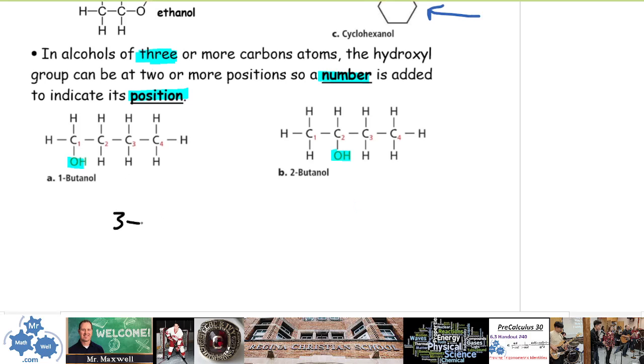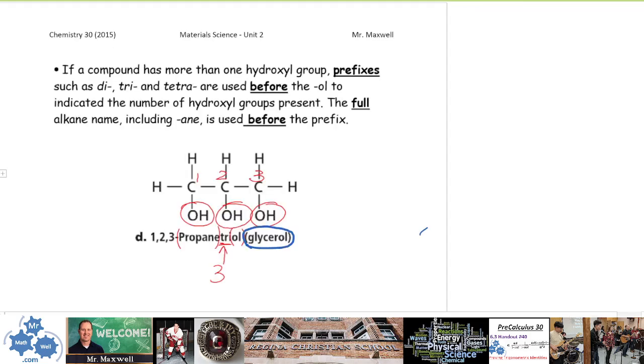So there is no 3-butanol. You wouldn't name it that way. Keep the numbers small, only 1 and 2. All right, if a compound has more than one hydroxyl group, then prefixes are used. And again, as we move through this, organic chemistry has been around a long time. It's universal, but at the same time, it's been developed independently across the country and across the world. So there are some different conventions for naming and stuff like that. You will see as we come up here pretty quick, you're going to see slightly different ways of naming.